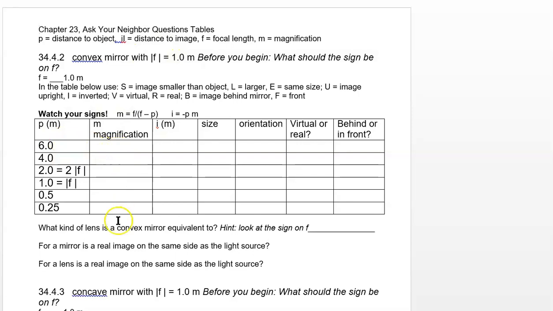Get the magnification for all these different values. Get the image distance for all these different values. Get the size. Is it larger or smaller? And then you're going to figure out the orientation, right side up or upside down. The sign will tell you that. And then is it virtual or real? Is it behind or in front of the mirror?